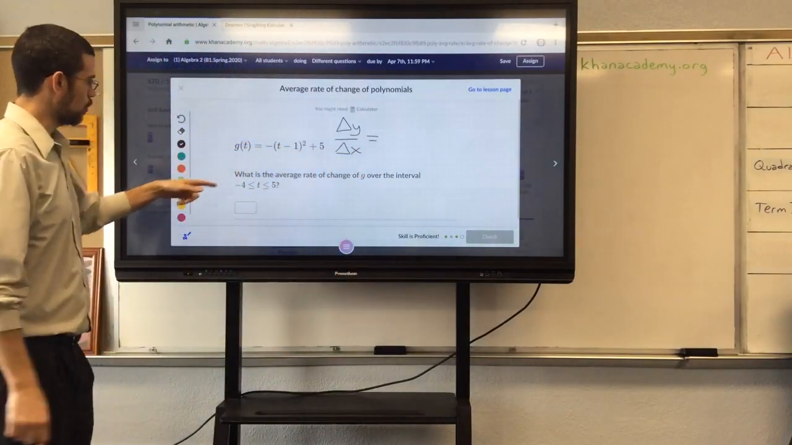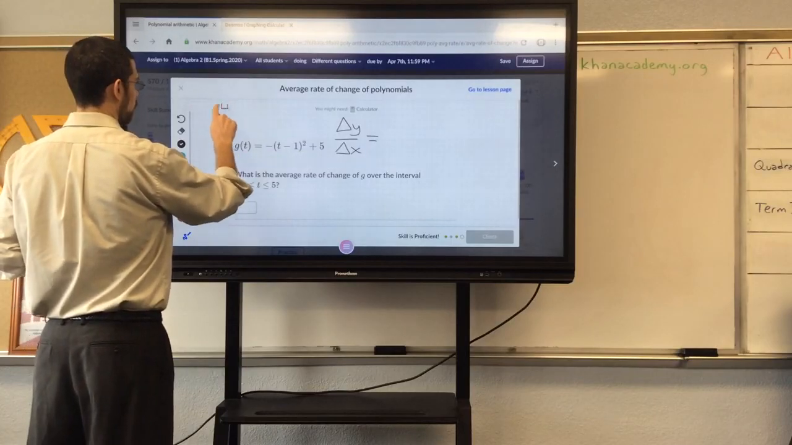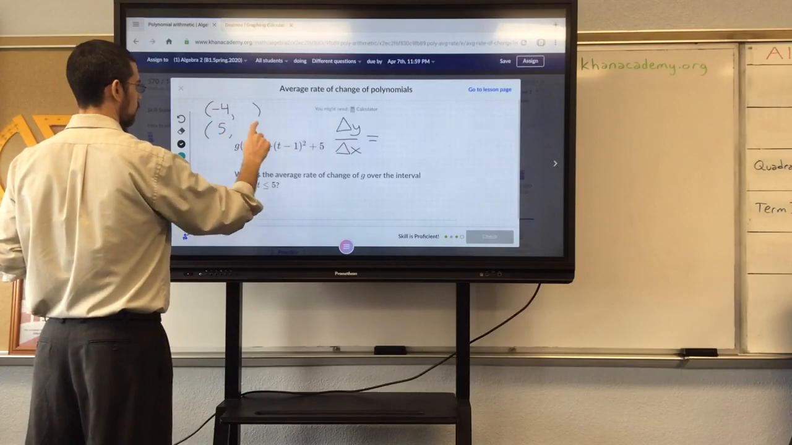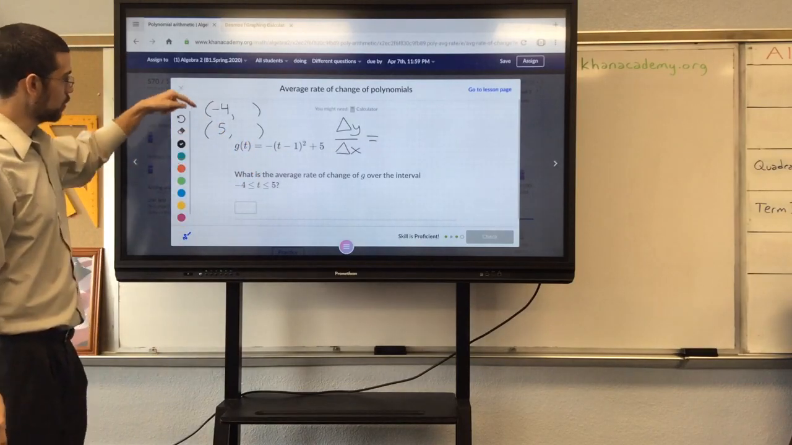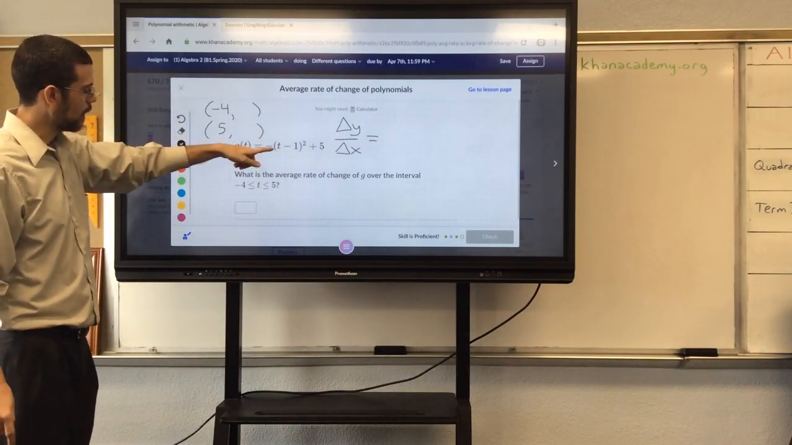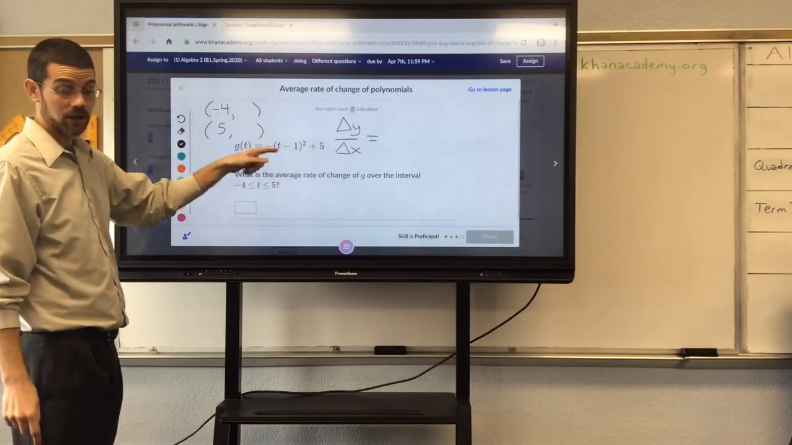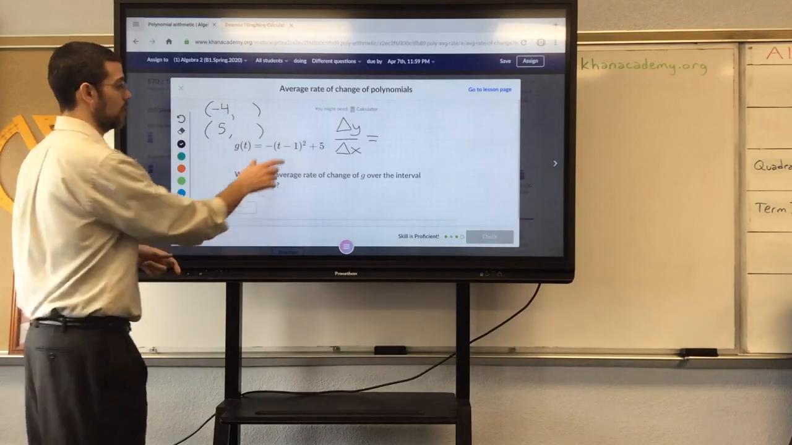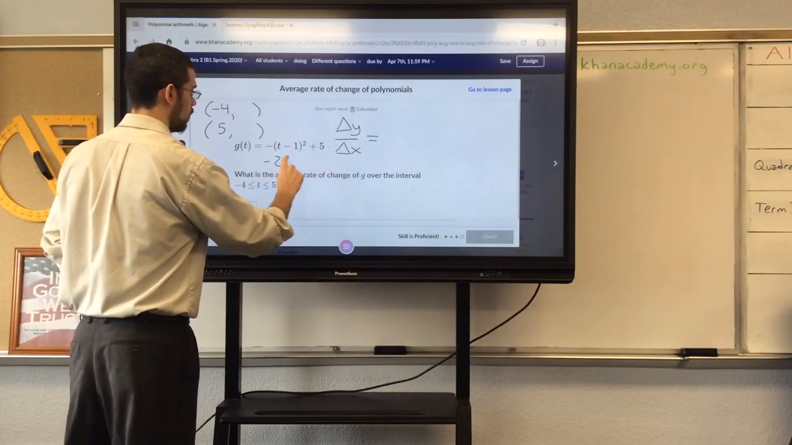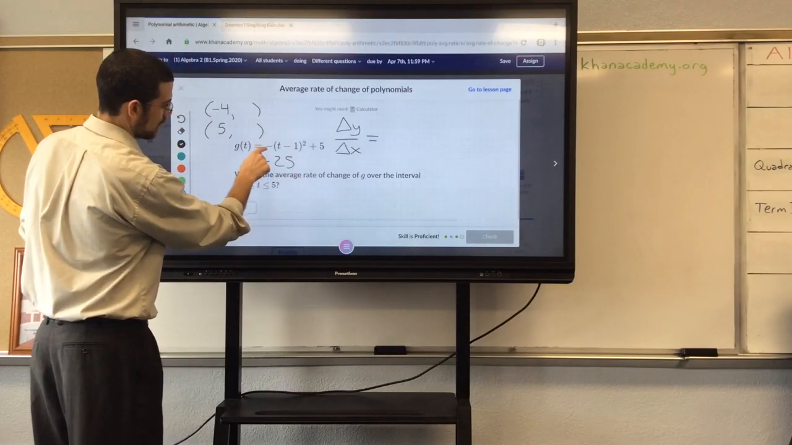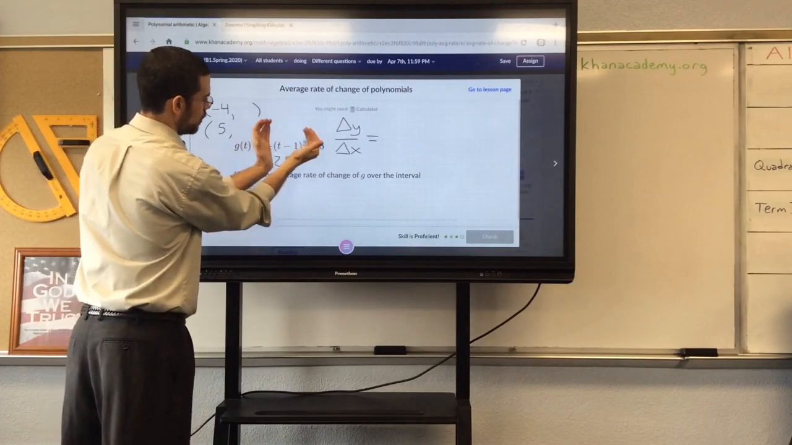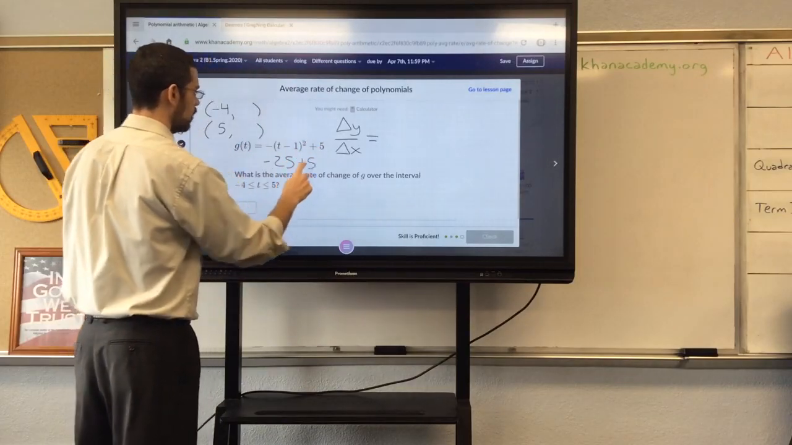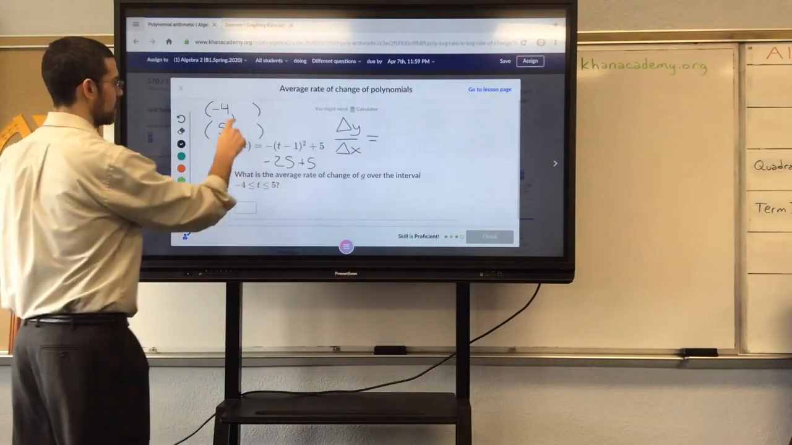We need 2 points. One of them is negative 4 something, and one is 5 something. Those are our bounding points. So we're going to put negative 4 into this equation. Negative 4 minus 1 is negative 5. Negative 5 squared is 25. So we have negative, so this negative is that sign. 25 is what we get when we evaluate t minus 1 squared, and then we add 5. So negative 25 plus 5 is negative 20.